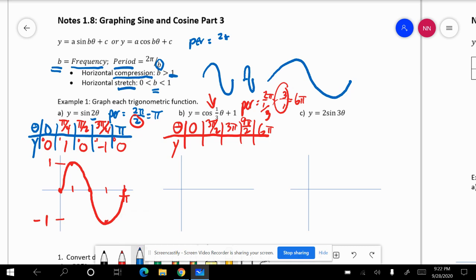Since this is cosine, we're going to be using our pattern 1, 0, -1, 0, and 1. We're adding 1 to each of those, so this would become 2, 1, 0, 1, and 2. So it ends at 6 pi. Our maximum is 2. Our minimum is 0. So we have 0, 2. We have 3 pi over 2 and 1. We have 3 pi and 0. We have 9 pi over 2 and 1. And we have 6 pi, which goes back to 2.